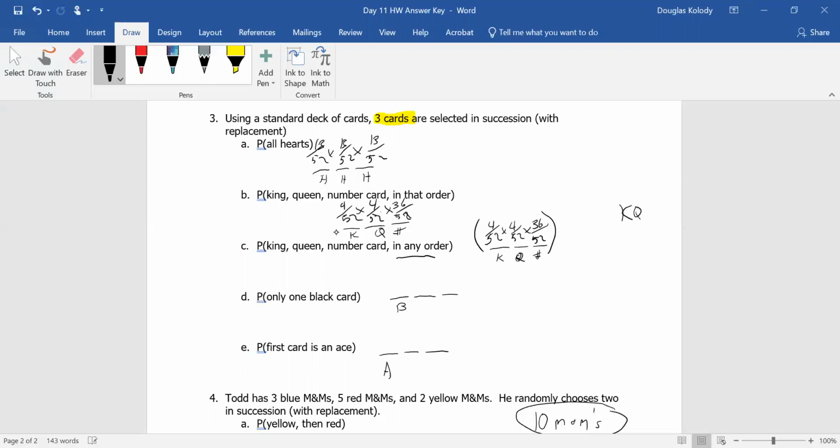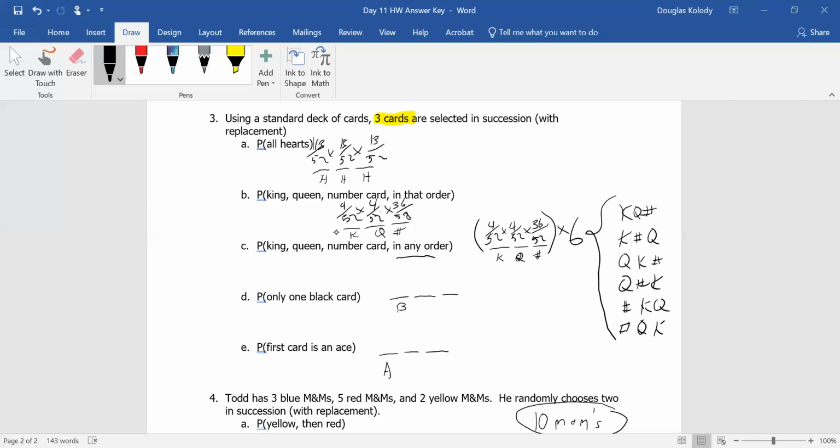King, queen, number card. Or I could do king, number card, queen. Or queen, king, number card. Or queen, number card, king. Or number card, king, queen. Or number card, queen, king. That's 6 ways. So I'm going to take the fractions from part B and multiply them by the 6 ways to arrange them.